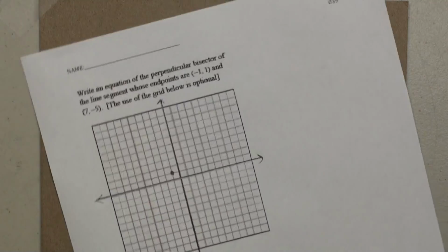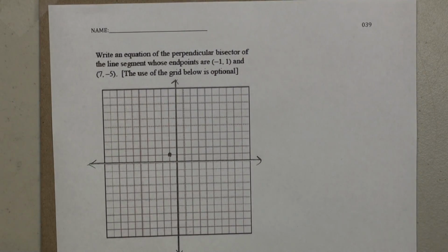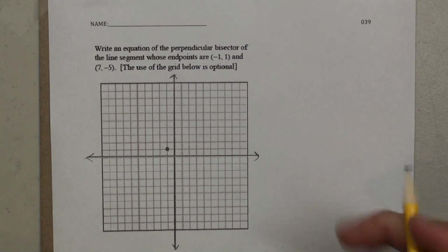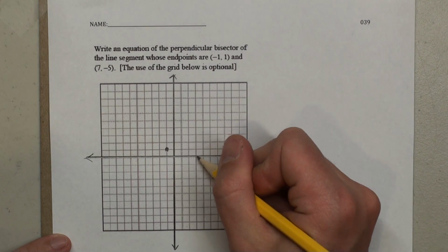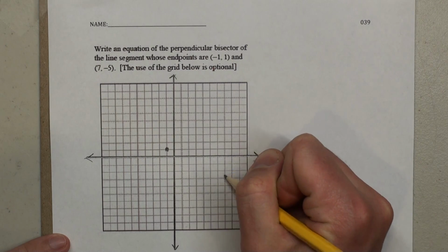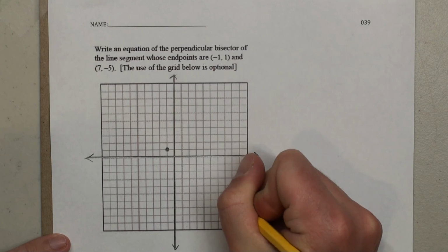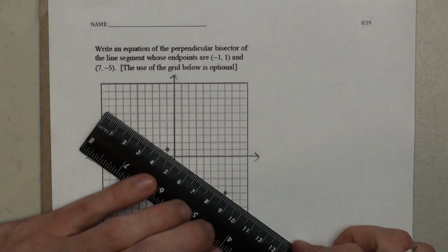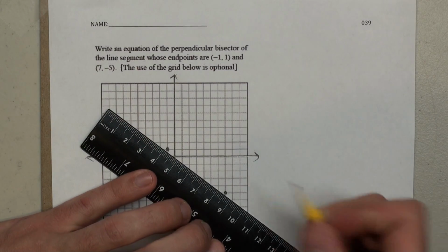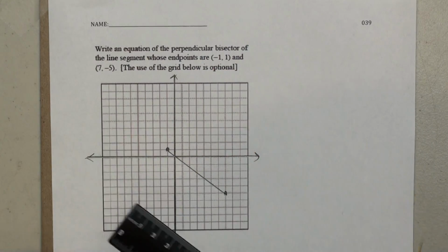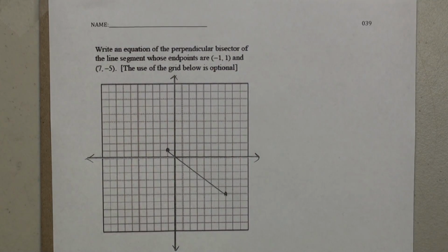Okay. And 7, negative 5. 1, 2, 3, 4, 5, 6, 7. 1, 2, 3, 4, 5. Here's my segment. Alright, just give me a second. Let me get out my other ruler.